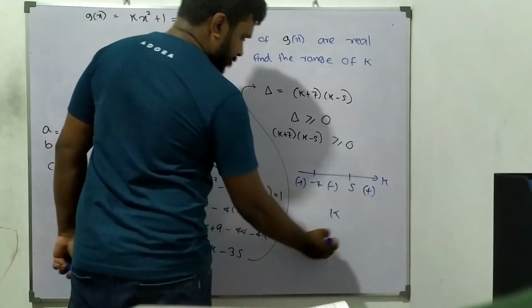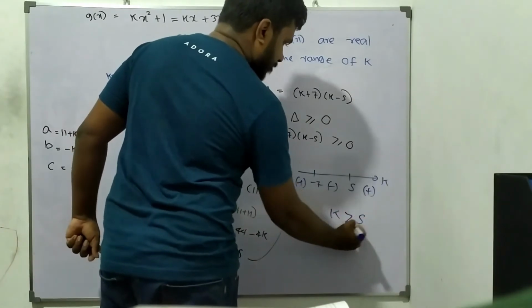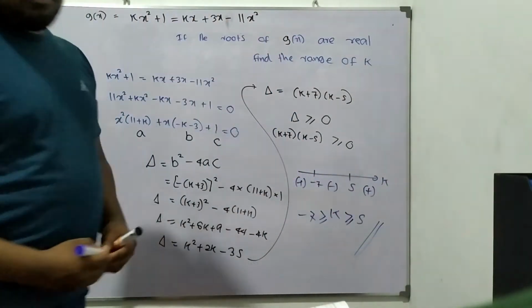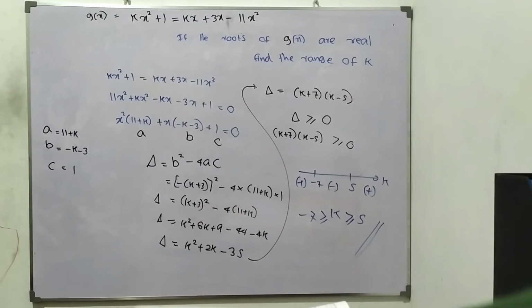When I put more than 5, it's positive. In between minus 7 and plus 5, like 0, it's negative, and less than minus 7, positive. Therefore, the k should be in between more than 5 and less than -7. Okay, this is what I got for that example.